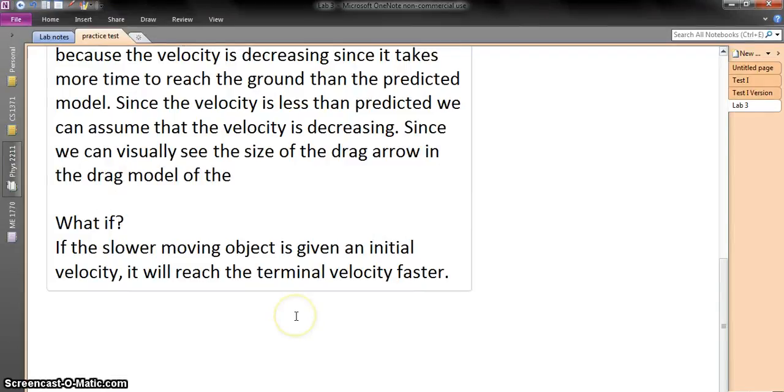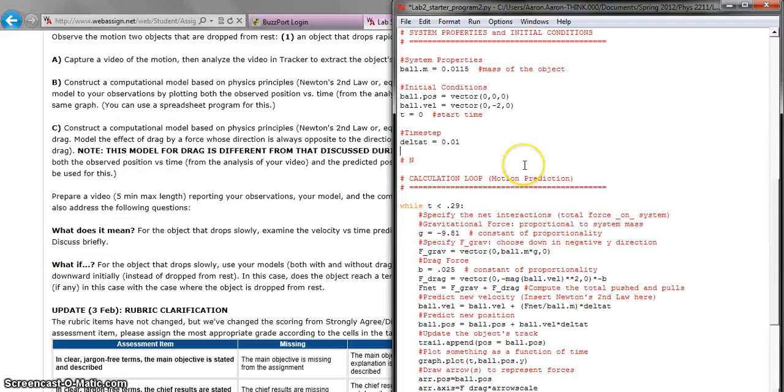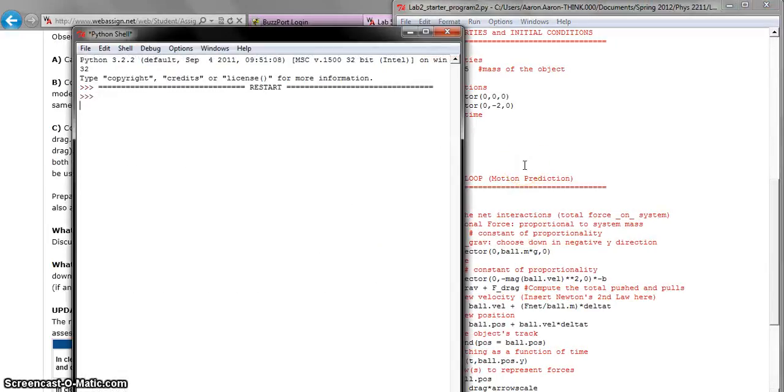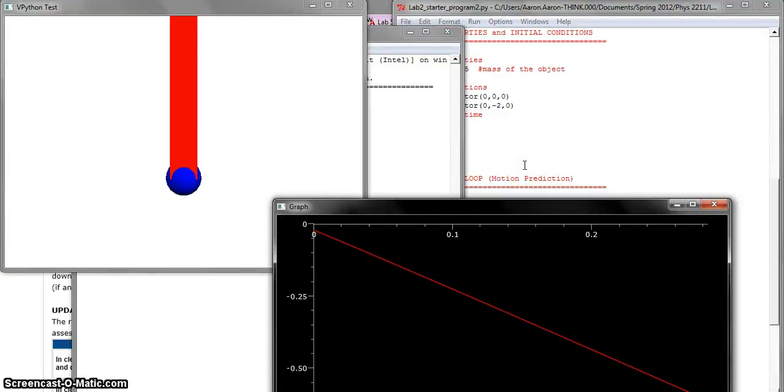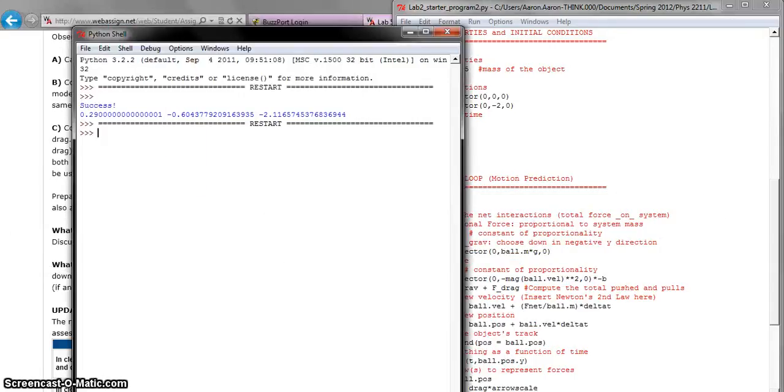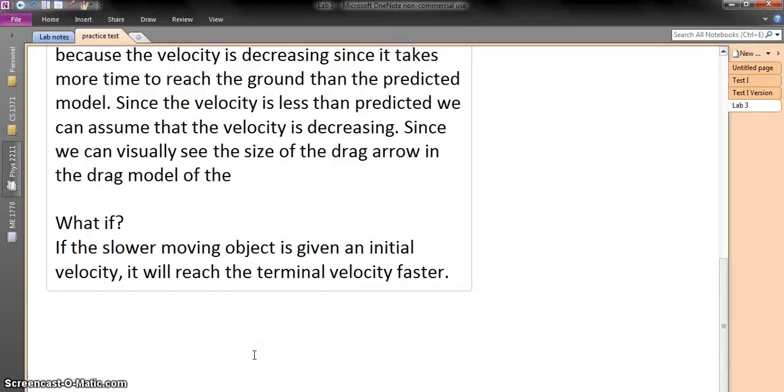So, what if the slower moving object was given an initial velocity? It would reach terminal velocity faster because of the forces. This is what the model would look like if the ball was given an initial velocity. As you can see, the position versus time is pretty much linear. So it would reach a terminal velocity pretty fast if given an initial velocity. Thanks for watching. Hope you enjoyed.